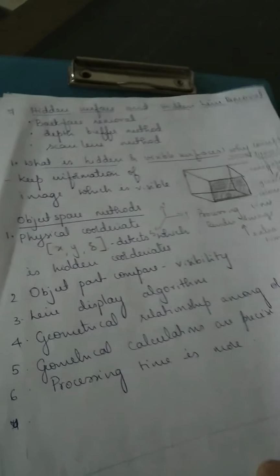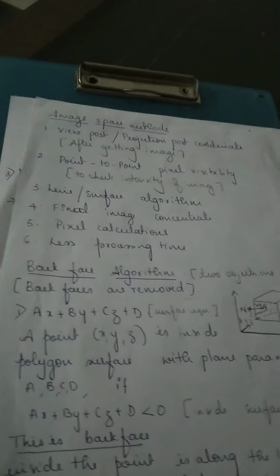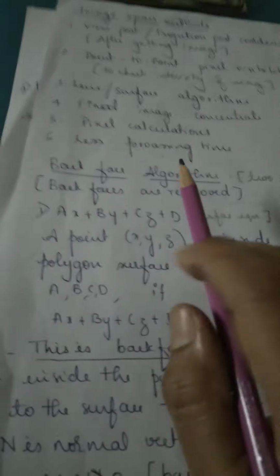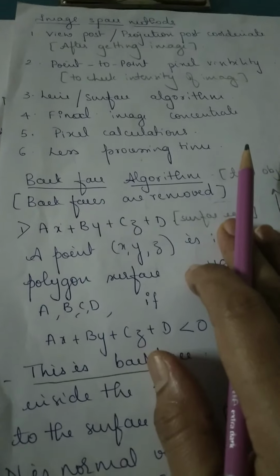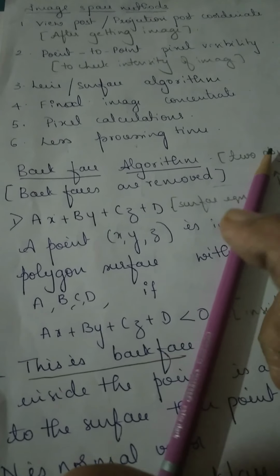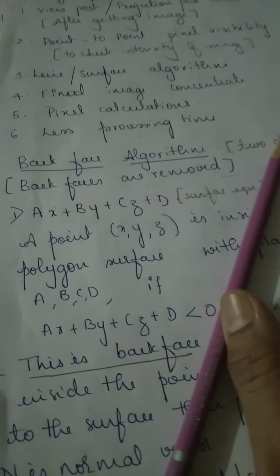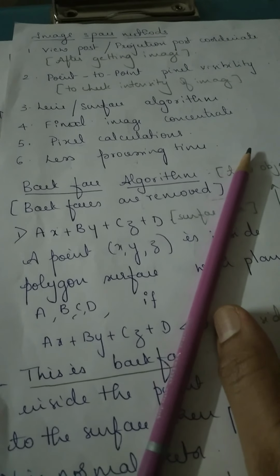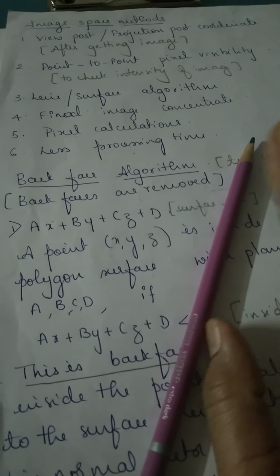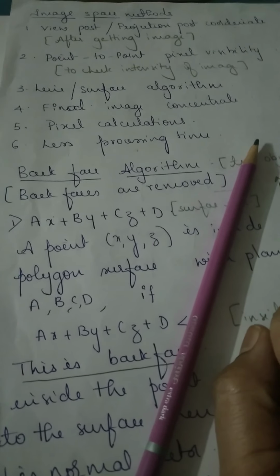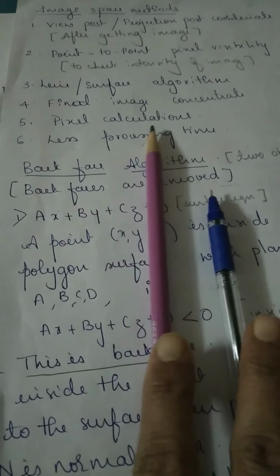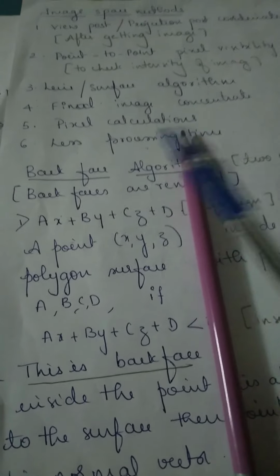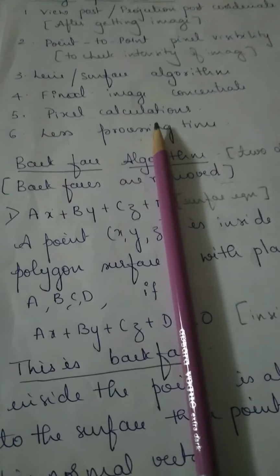Now based on this approach, we move on to the first algorithm, that is the backface algorithm. The backface algorithm is used on objects with the condition that the objects should not overlap each other. We need two separate objects. For example, these two objects are two separate objects, so they should not overlap each other.